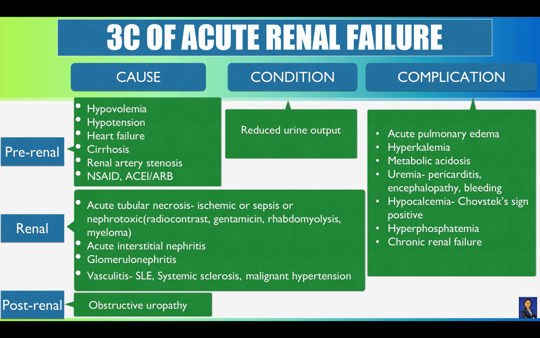When you look at the complications of acute renal failure, once kidney function is deranged, fluid will be retained, as I mentioned earlier. So acute pulmonary edema, potassium retention with hyperkalemia, metabolic acidosis, uremic complications, hypocalcemia, hyperphosphatemia. A long-term complication, if kidney function is persistently deranged, is chronic renal failure or end-stage renal failure.